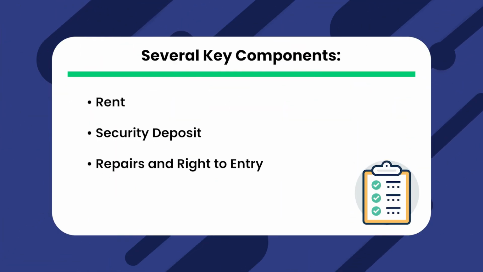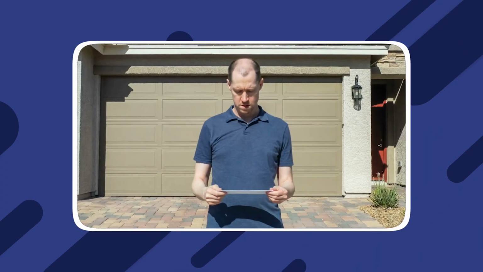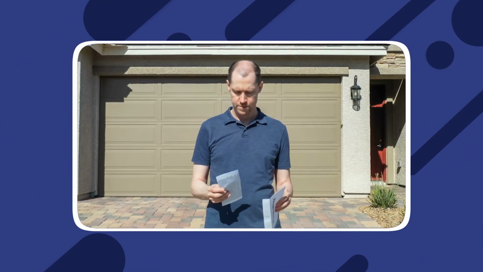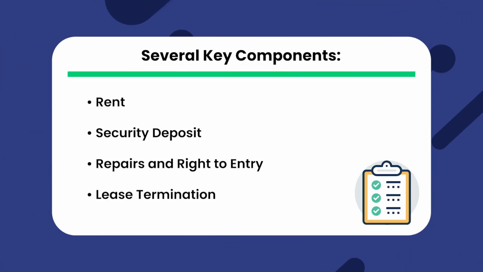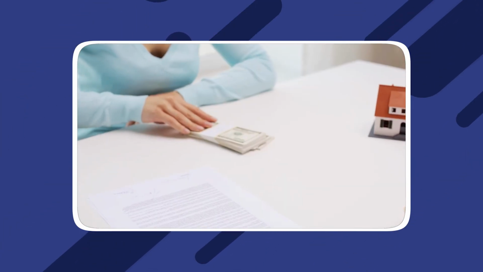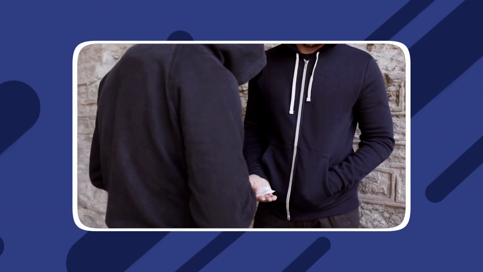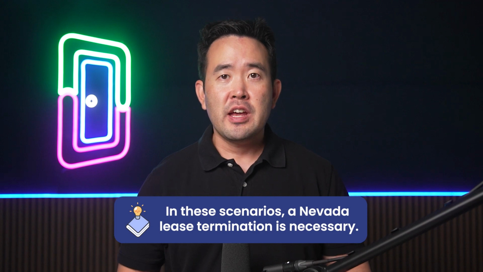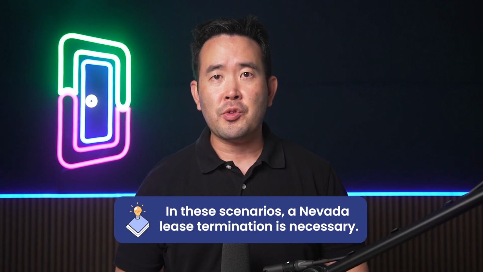Repairs and right to entry. Nevada landlords must provide a 24-hour notice before entering the rental property, except in case of emergencies. Lease termination. Though not required, it's recommended to include information about evictions or termination procedures, like a failure to pay rent, conducting illegal activities, non-renewal of the lease, or violation of the agreement. However, in these scenarios, a Nevada lease termination letter is necessary.